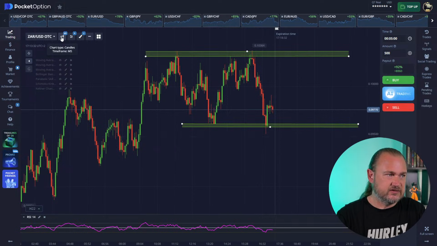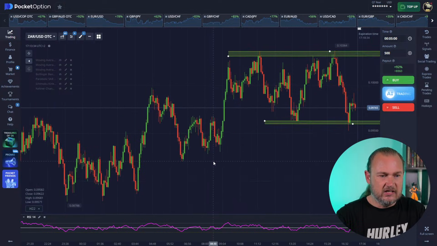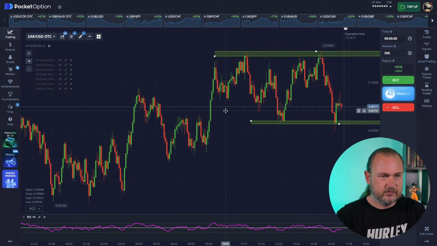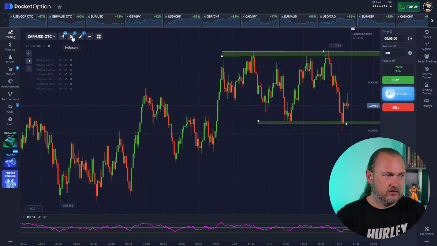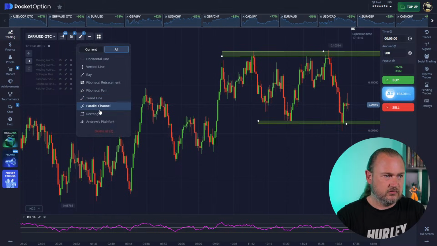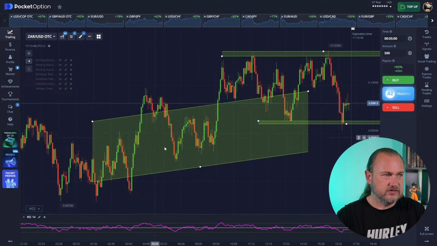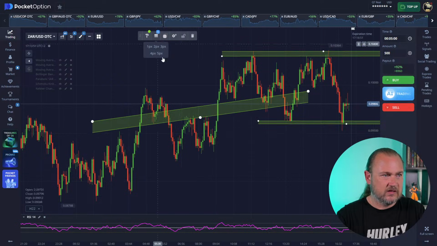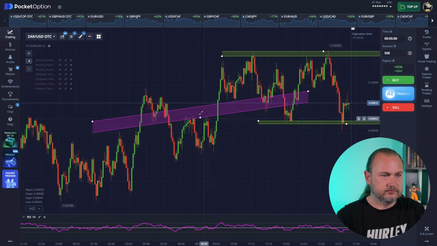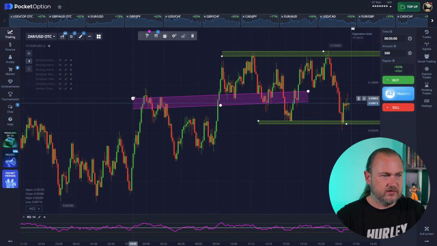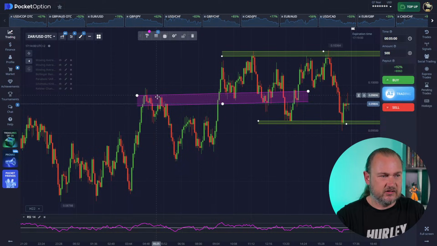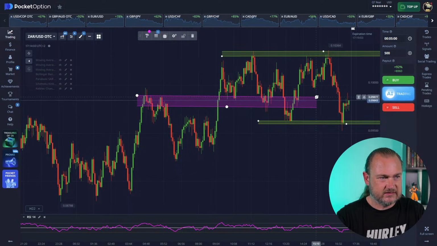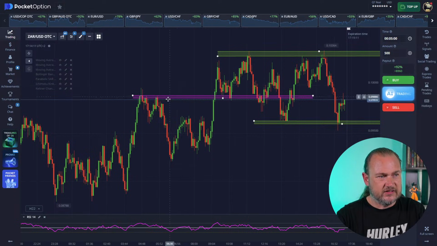Okay, so support and resistance zones. Let's see if I can find a decent example. If we look at what price did here, we had this zone coming through here. Let me just draw this in. Let's change the color on this as well, so we don't get confused. Price reached this area here and pulled back, and it hit this area twice.